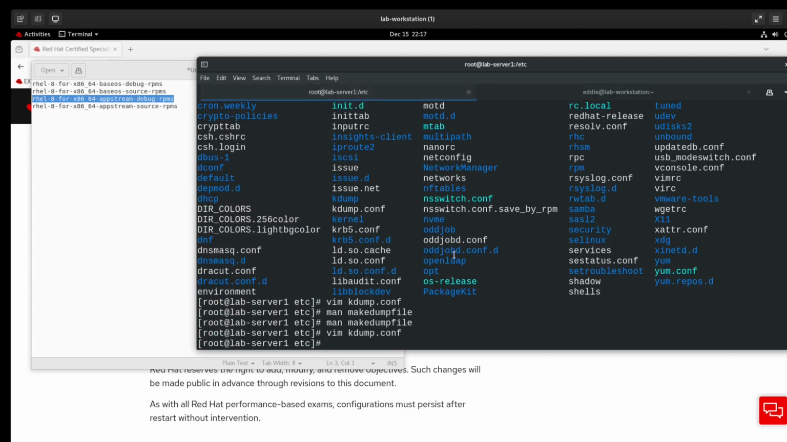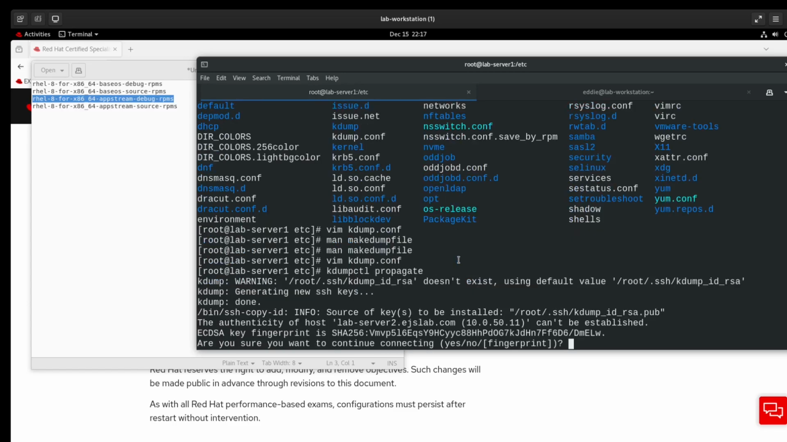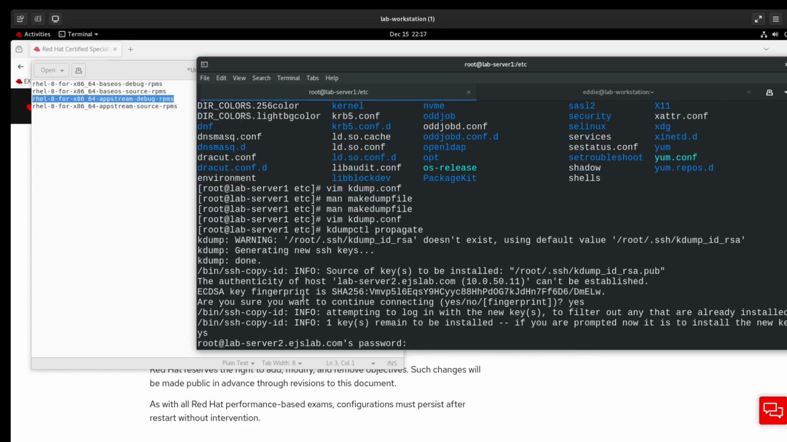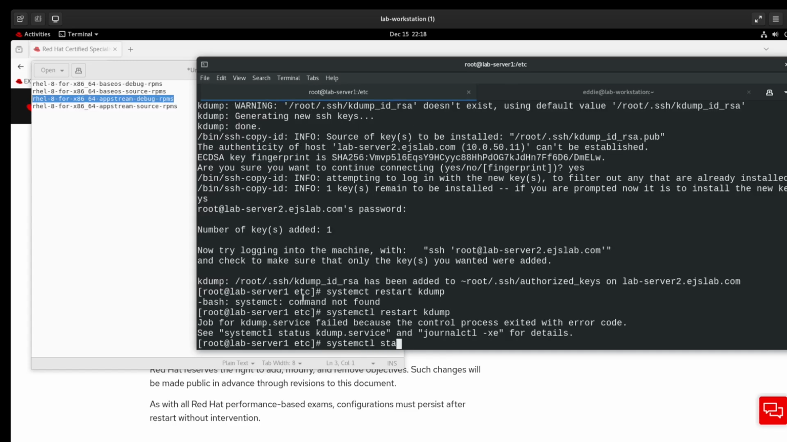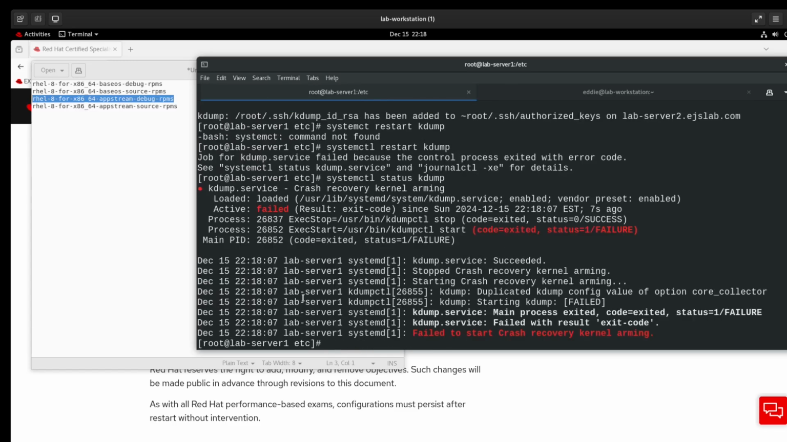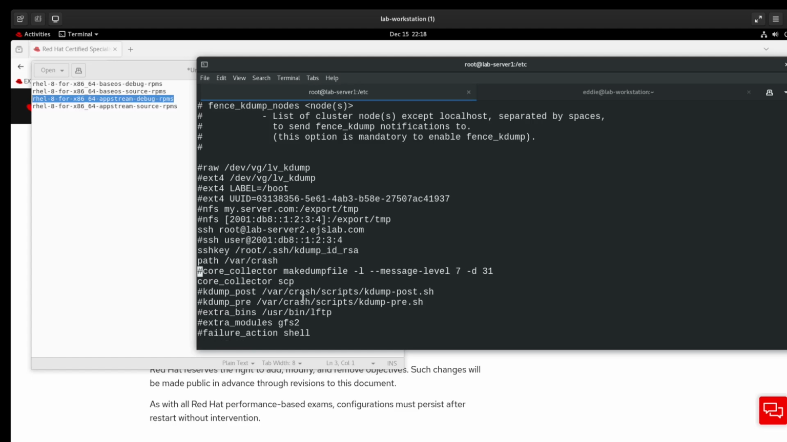Now I go back to my system here. I've made that change in kdump.conf. I'm going to do kdumpctl, and we are going to do the propagate command. It's basically generating the kdump key pair, and then using ssh-copy-id to copy this over. All right, so now let's see if we can restart kdump. Yeah, I figured that would fail. Yeah, we can only have one core collector. So let me go back into that config, and we will comment that out.